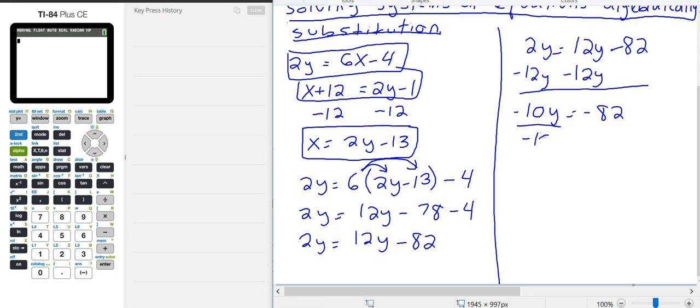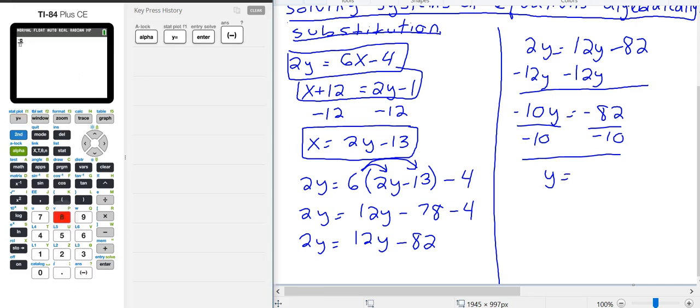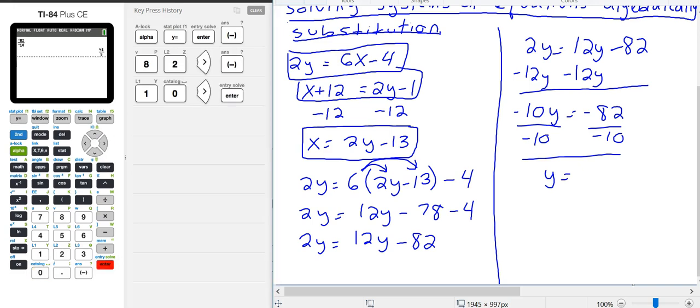And we're going to divide away the negative 10, divide by negative 10. y is equal to, let's reduce this, 82 over negative 10 is 41 over 5. So that would be the y-coordinate of the intersection of these two lines.